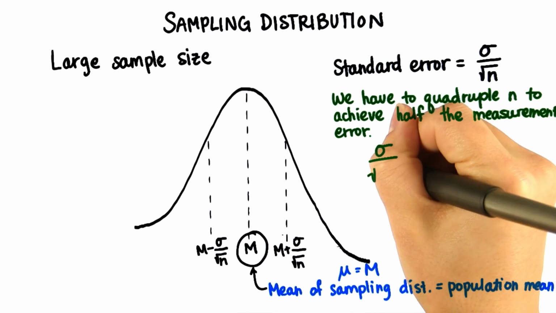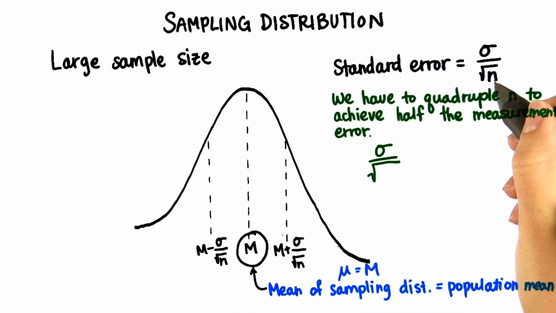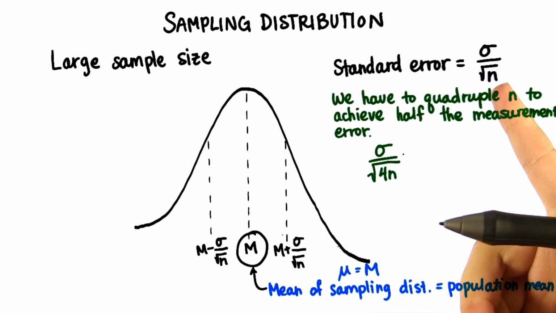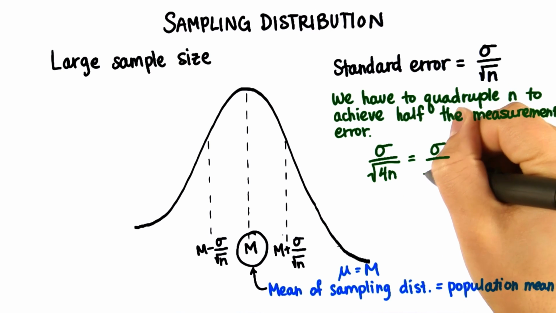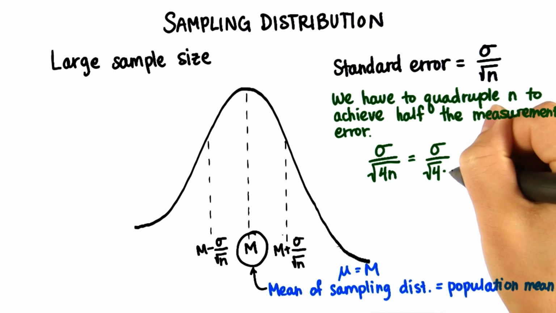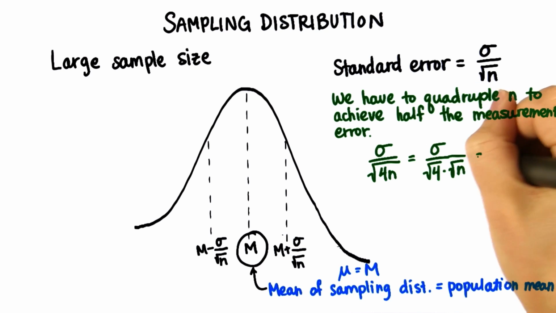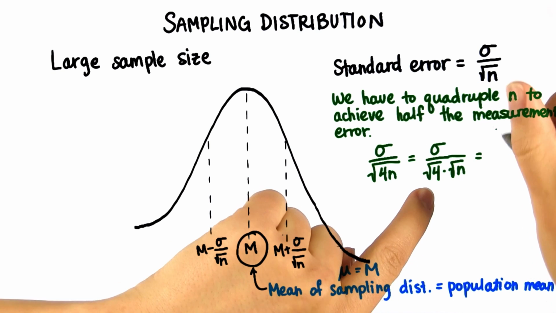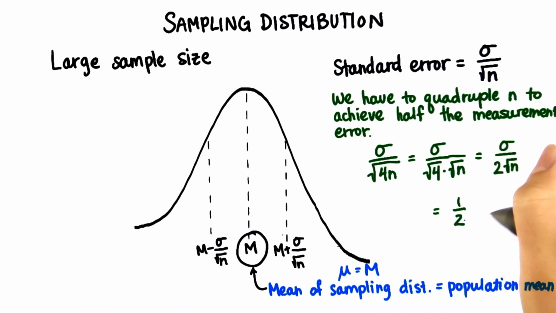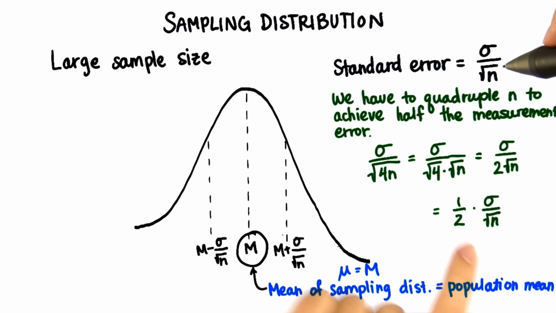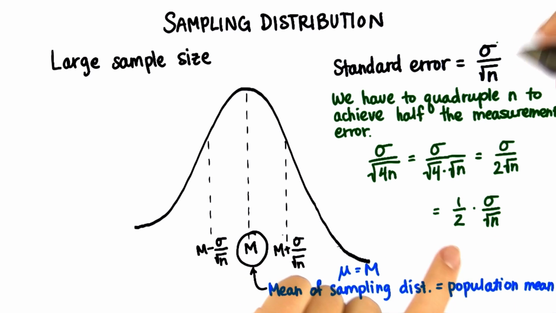Let's explore this. Let's say that instead of a sample size of n, we use 4n, so we quadruple our sample size. This is the same as sigma divided by root 4 times root n, due to the properties of the radicals, and the square root of 4 is 2. So this is the same as 1/2 times our original standard error. So if we quadruple n, then we have half the measurement error. This isn't particularly important, but it's good to make a note of.